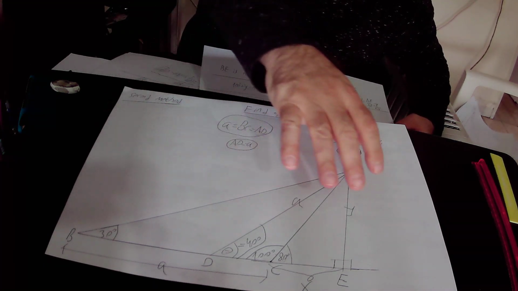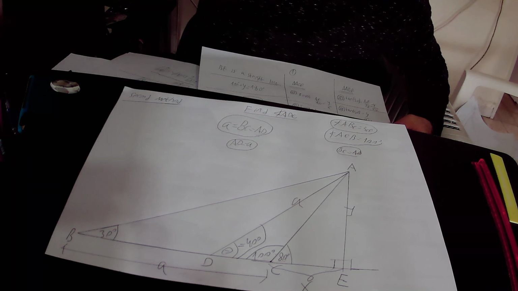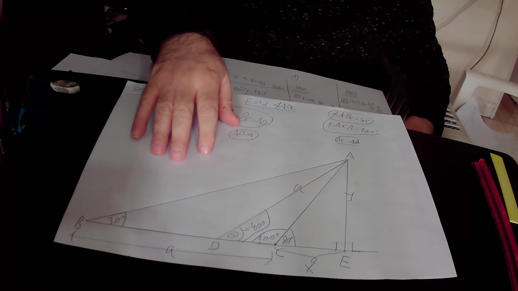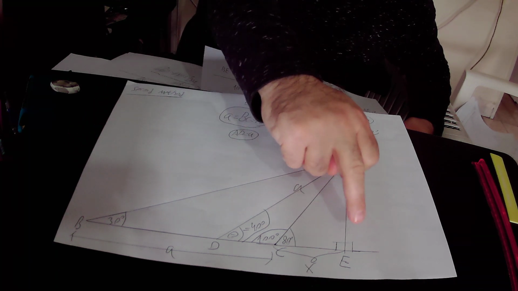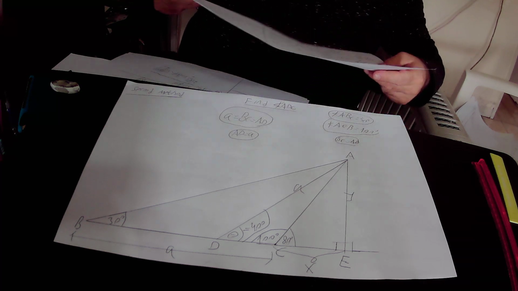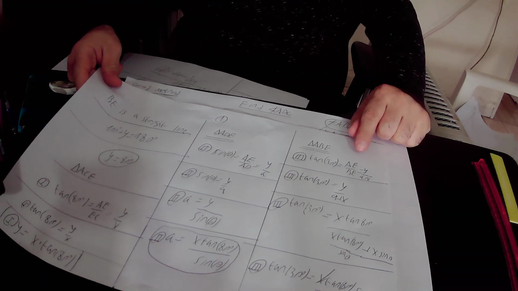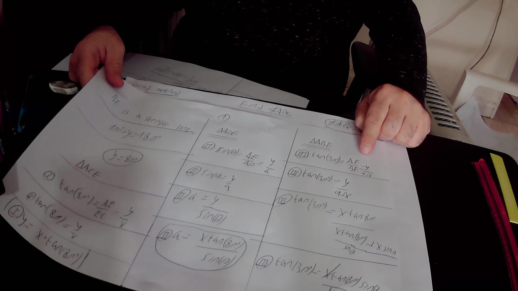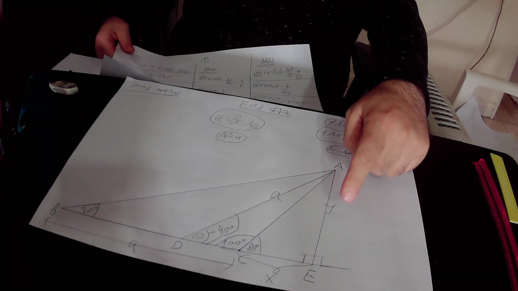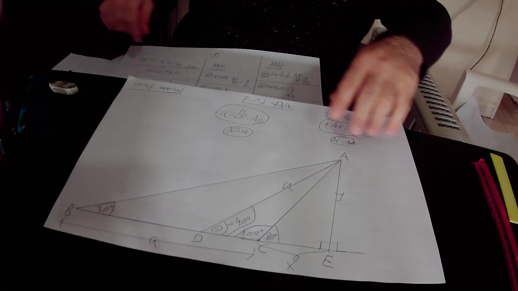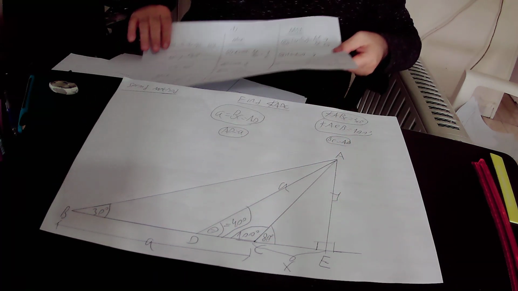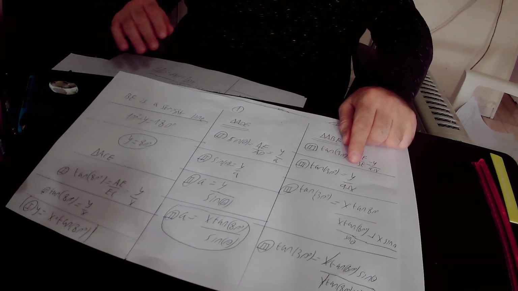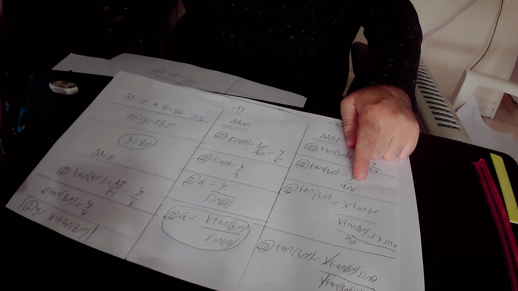Then we focus on the right triangle ABE, the big right triangle. From the drawing you can easily see that tangent 30 degrees equals AE over BE. But AE equals Y according to our definition, and BE equals A plus X. So in conclusion, we found out that tangent 30 degrees equals Y over A plus X.